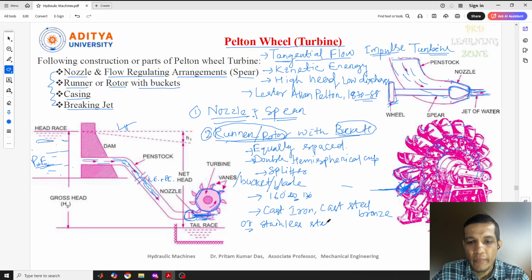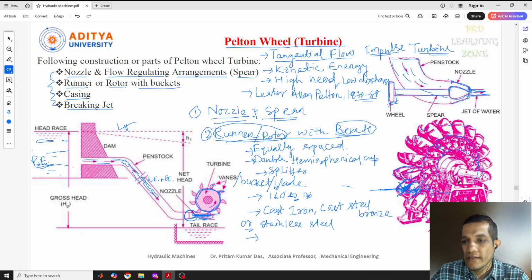This actually depends on at what head the inlet of the turbine is used. If it is a little bit low head, there is no need to go for that much; we can go for cast iron. If it is a high head, then we need to go for some high strength material like stainless steel. We need to consider this.